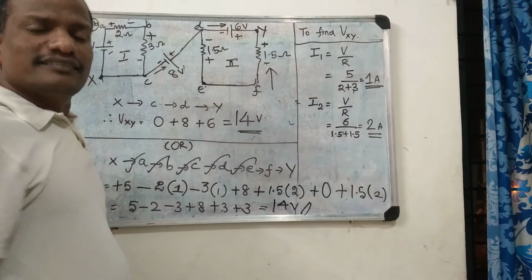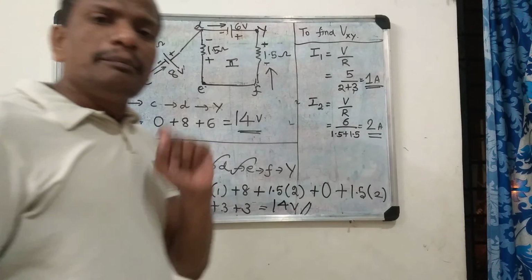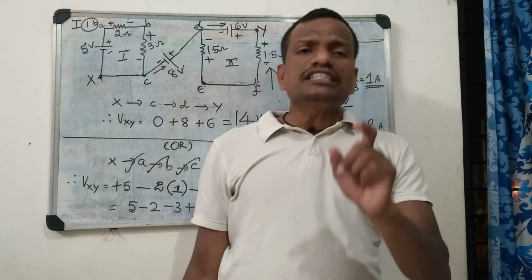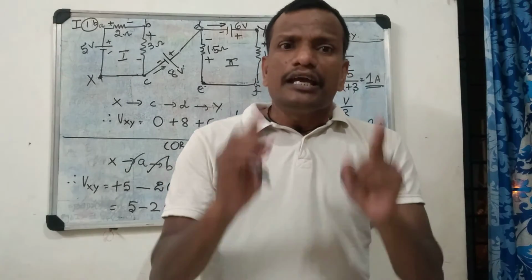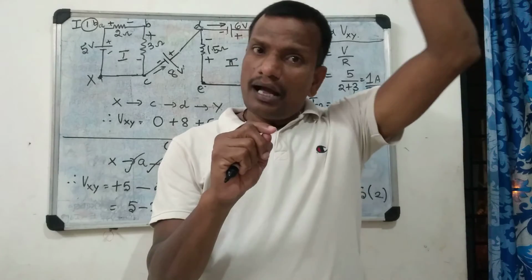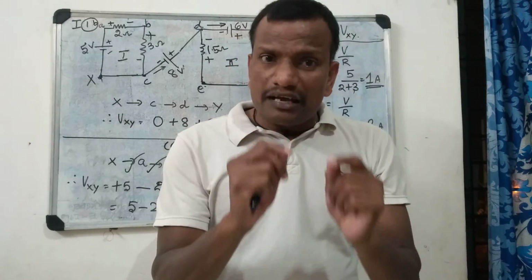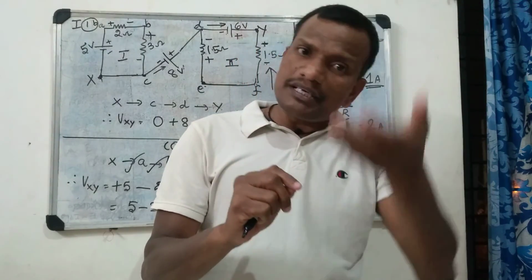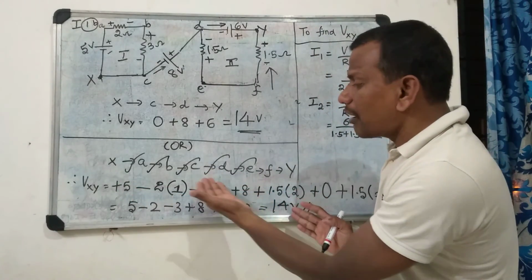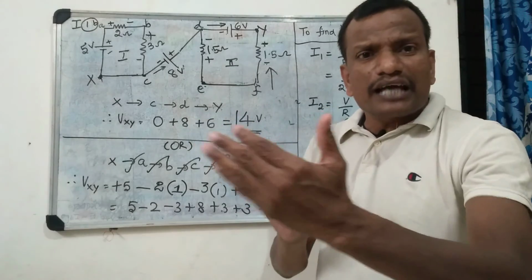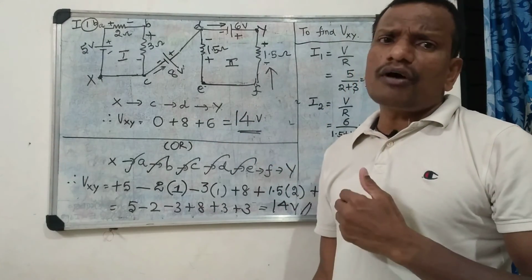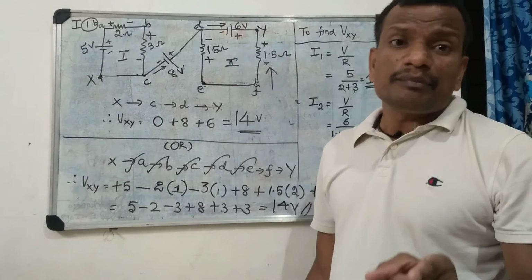Same as in the earlier case. So the message I want to convey here is, if you want to calculate any potential difference between any 2 points, you need to travel from one point to another point. During your travel, there will be rise, there will be drop. Rise means plus, drop means minus. Finally, you need to add together to get the voltage. And during your journey, you can follow any route, you will get the same answer.